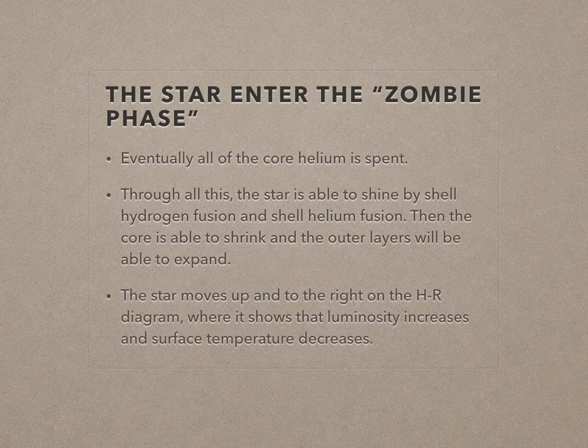The stars enter the zombie phase. Eventually, all the core helium is spent. Through all this, the star is able to shine by shell hydrogen fusion and shell helium fusion. Then the core is able to shrink and the outer layers will be able to expand. The star moves up and to the right on the HR diagram, where it shows that the luminosity increases and the surface temperature decreases.